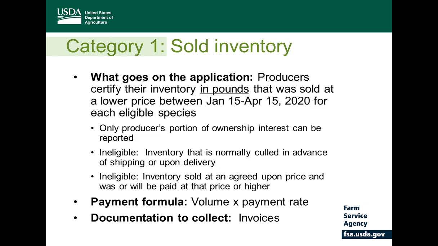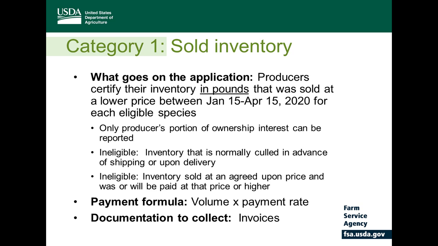So what is going into category one? It's like we talked about, it's sold inventory that suffered a price decline. So what goes on the application? The producer is going to certify their inventory in pounds that was sold at a lower price between January 15th and April 15th of 2020 for each eligible species.